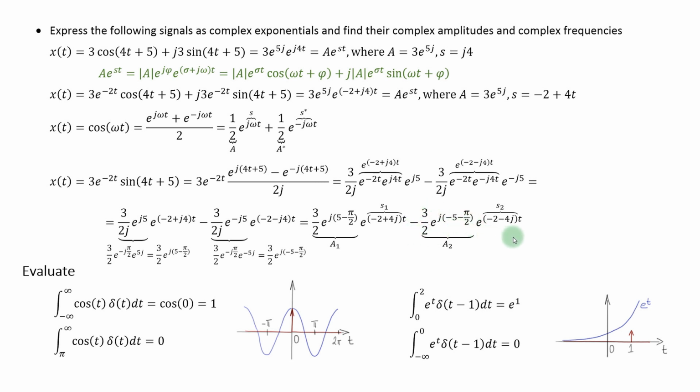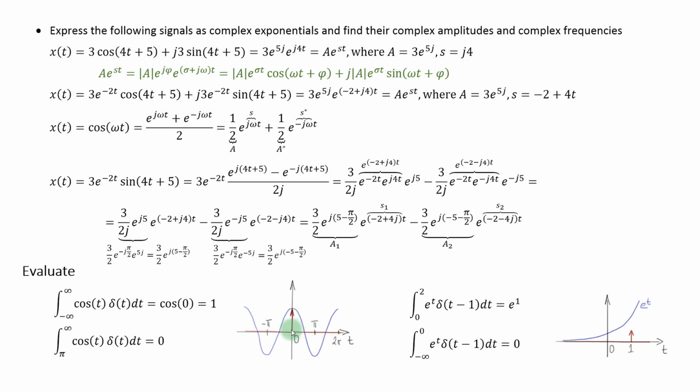Now this was the last problem with the complex exponentials. The last thing I want to do here is to take a look at the sampling property of the Dirac delta function. So let's take a look at these integrals and let's try to evaluate them. First, I will integrate from -infinity to +infinity, and I will integrate the multiplication of the cosine and the Dirac delta function. When I plot a cosine and the Dirac delta function, it will look like this, and I will be integrating this from -infinity to +infinity.